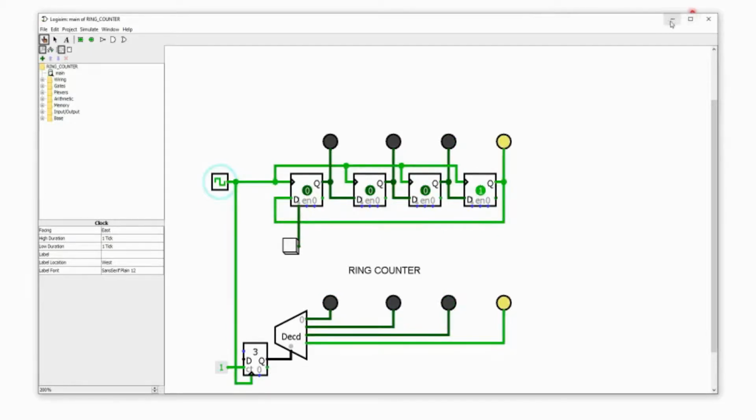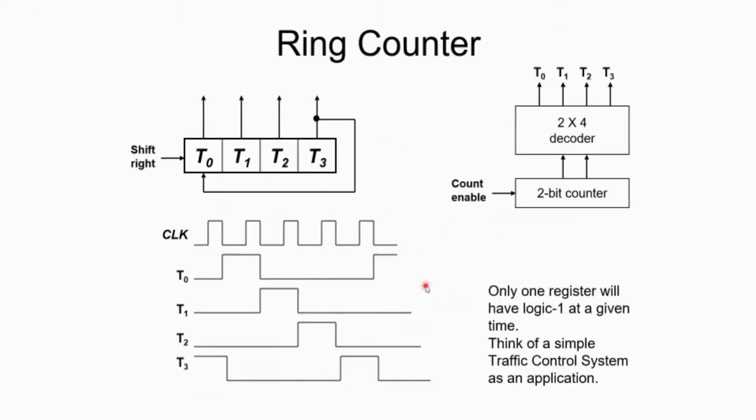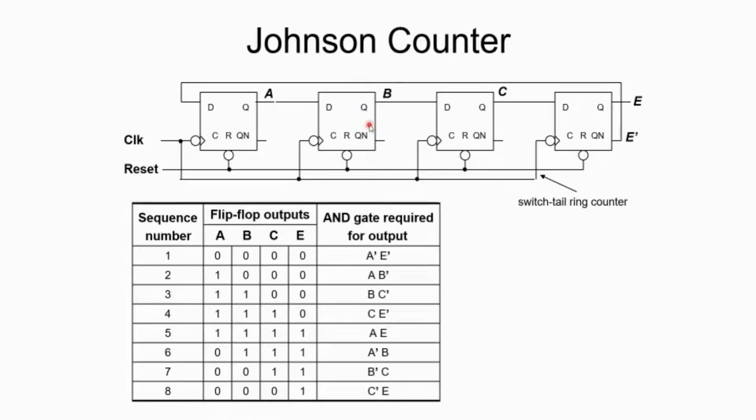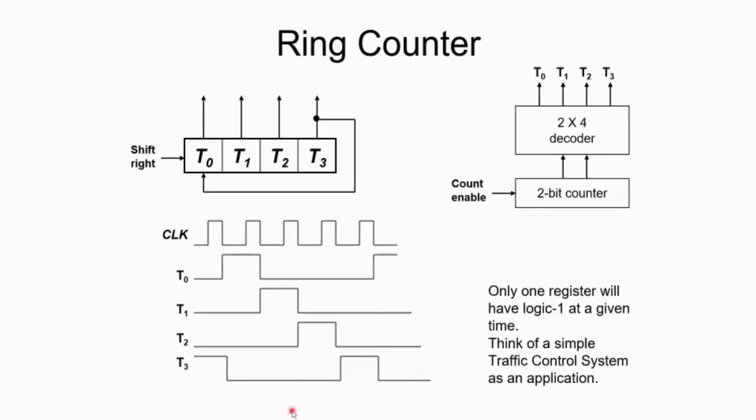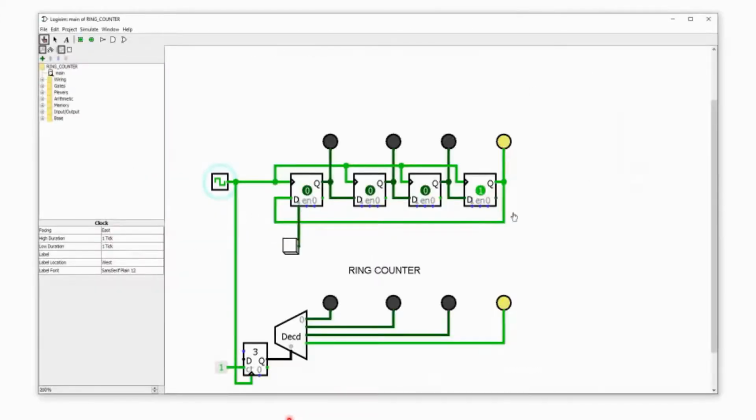Okay, thank you. So this was our ring counter. Now let's talk about the Johnson counter. So what is a Johnson counter? Basically, for a ring counter, what we did is, this was the example. If we make it with a shift register, the last output was connected with the input. If we want to make it a switch tail ring counter, the last output's complement will be connected to the input. So that will be called a switch tail ring counter.